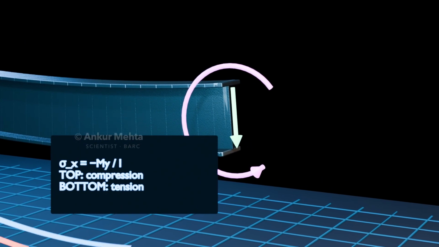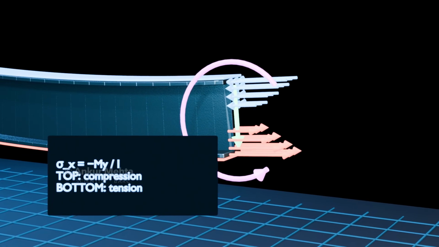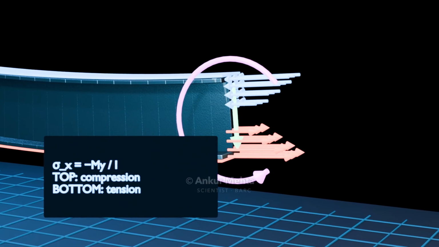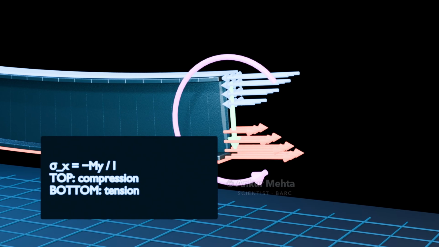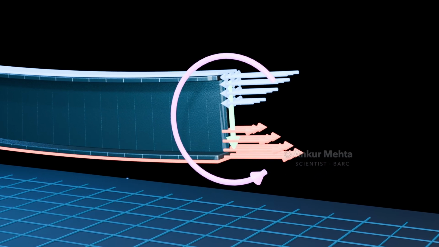Sagging moment compresses the top fibers and stretches the bottom fibers. Longitudinal normal stress follows sigma equals My over I. Its magnitude varies linearly with distance from the neutral axis, reaching the largest compression at the top surface and the largest tension at the bottom surface.